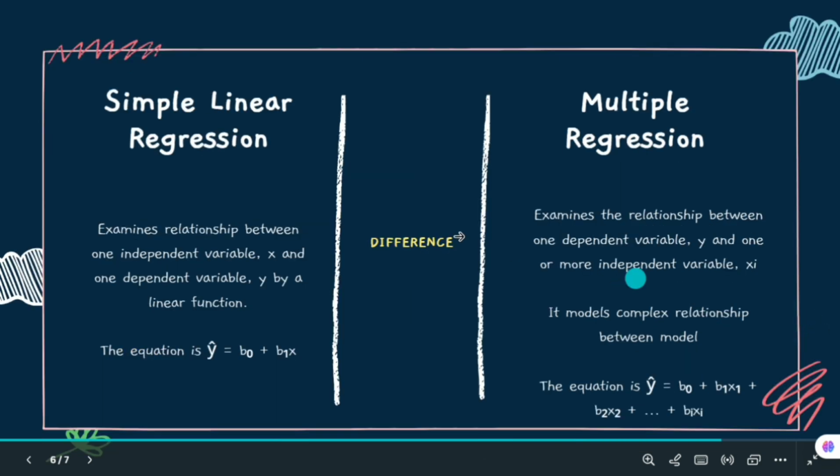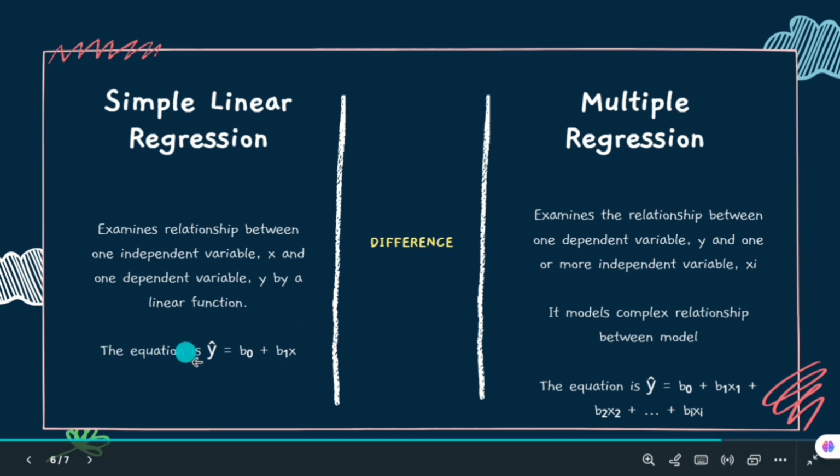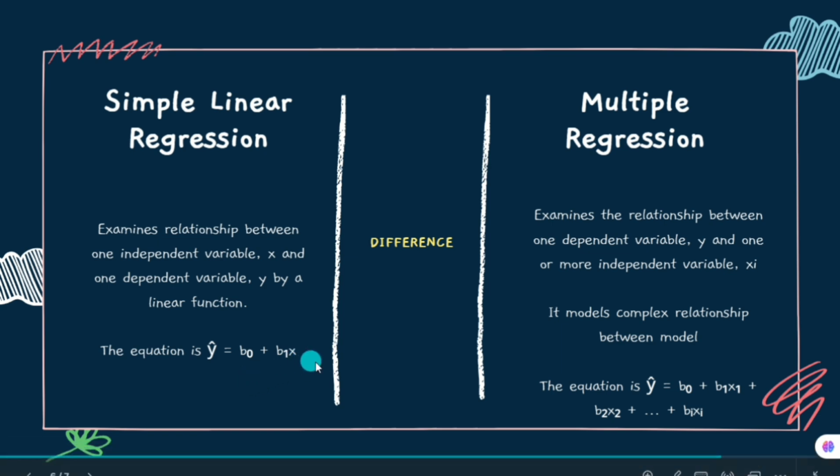The last one is the difference between simple linear regression and multiple regression. What makes them different is the number of independent variables x. Simple linear regression examines the relationship between one independent variable x and one dependent variable y by a linear function. The estimation equation is y hat equals b0, which represents the intercept, plus b1, which represents the slope, times x.